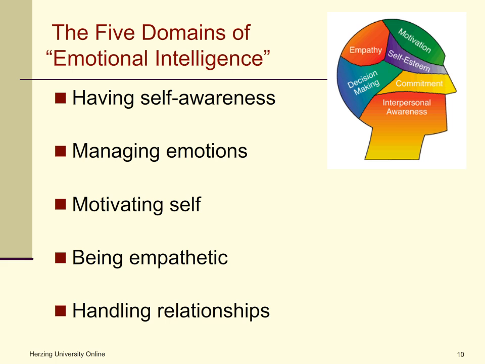Another domain is being empathic, which suggests that we value differences in viewpoints and we don't side with one group versus the other. And the last domain for emotional intelligence is handling relationships, which means that you are socially appropriate.